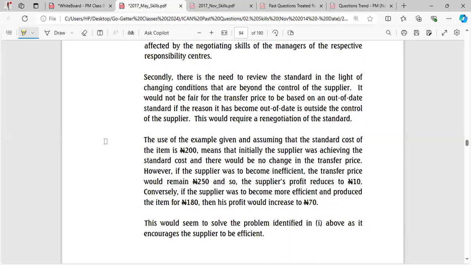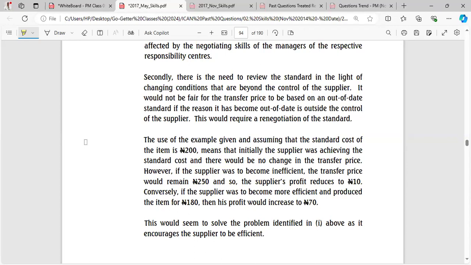The use of the example given, and assuming that the standard cost of the item is 200, means that initially the supplier was achieving the standard cost and there will be no change in the transfer price. If the supplier was to become inefficient, the transfer price will remain 250 and so on. The supplier's profit reduces to 10 naira.